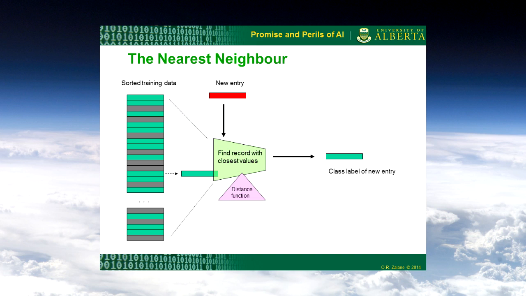I have a distance function that compares this one to all these elements that I have here, and the one that is the closest to it, now this one is green, I'll say, well, this red one should be green as well. Okay? Now I can make it a little bit more sophisticated.